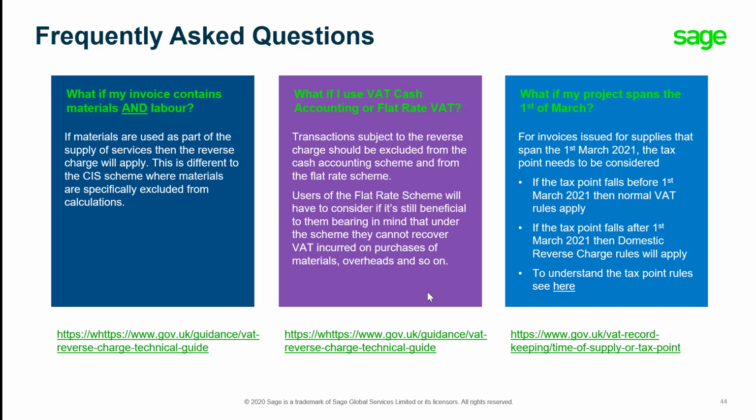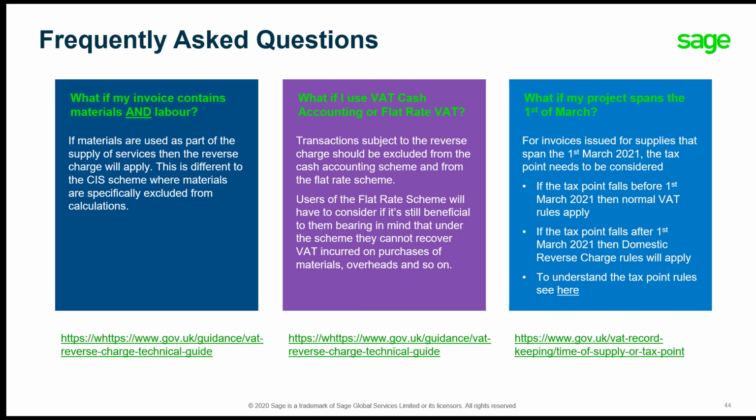Question 3, what if my project spans the 1st of March? For this, you'll need to consider the tax point. If your tax point falls prior to the 1st of March, then normal VAT will apply. If the tax point falls after the 1st of March 2021, then domestic reverse charge rules will apply. For further information on those last two questions, I would point you in the direction of the gov.uk site or check for further updates on our Help Centre.